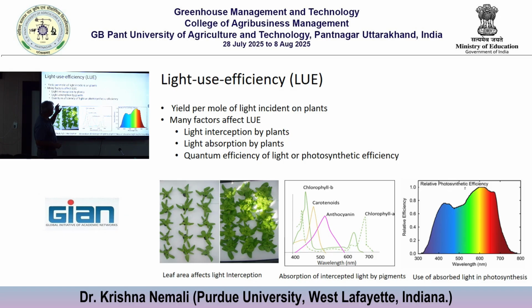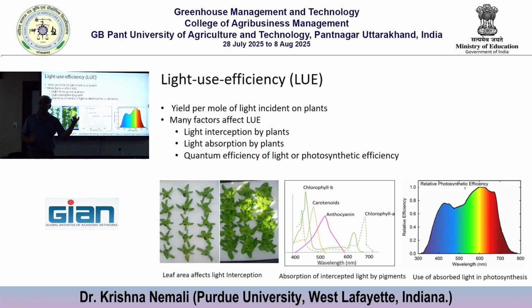So light interception, then light absorption. If you take care of these two things, then also that composition, the third thing is light quantum efficiency or photosynthetic efficiency. I've already shown you that. So if you take care of these three things, maximize light interception, maximize light absorption, and maximize photosynthetic efficiency by altering composition, you get the maximum light use efficiency. This is in our hands.